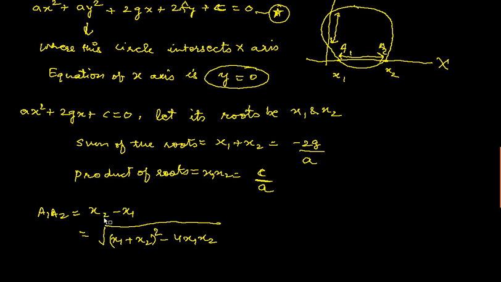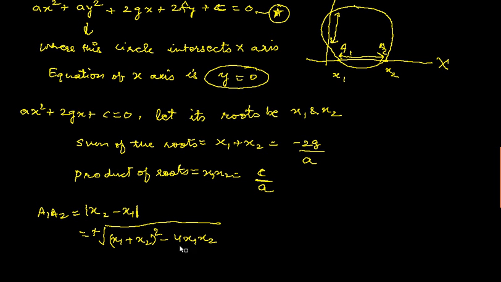Actually, I should write it like this. There can be a confusion. I should write a1 a2 as mod of x2 minus x1. If the roots are x1 and x2, I don't know whether this is x1 or this is x1. So it is on the safer side that we compute a1 a2, because we are dealing with the length, that is modulus of x2 minus x1, and that is the positive square root of x1 plus x2 square minus 4 x1 x2. You must be able to note this thing.